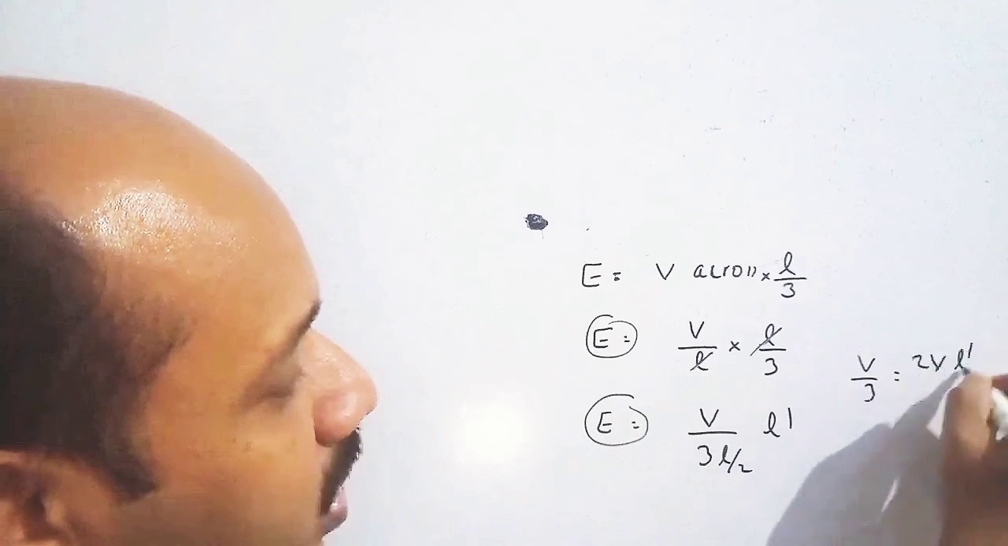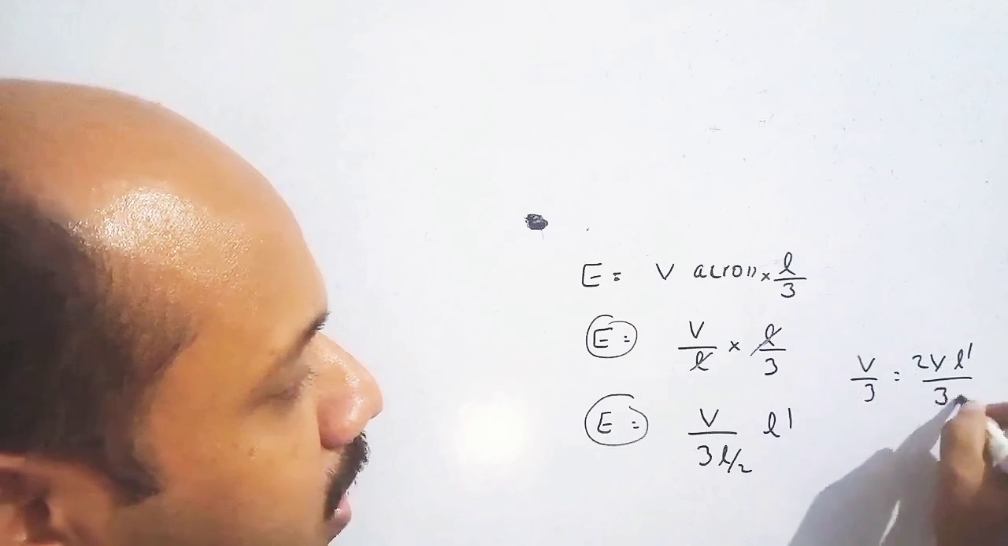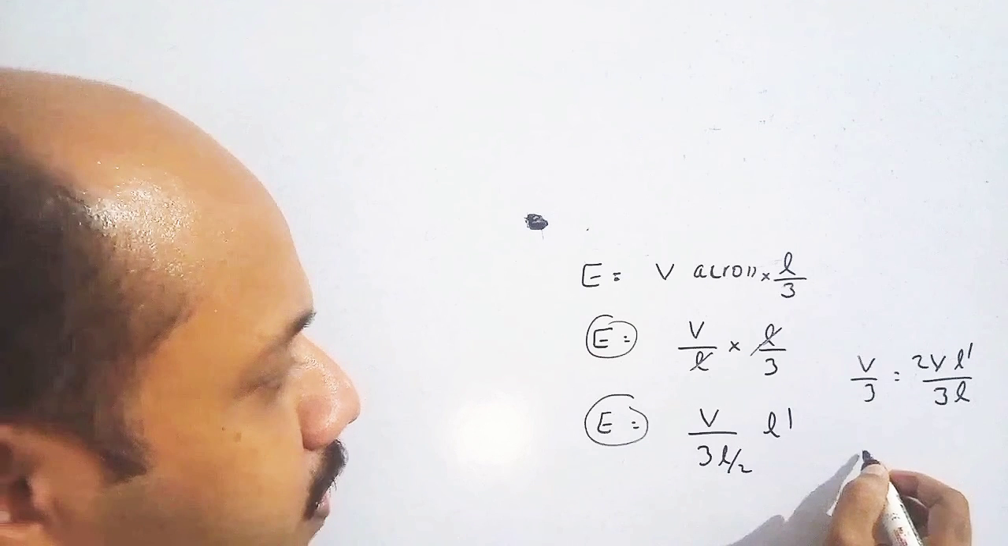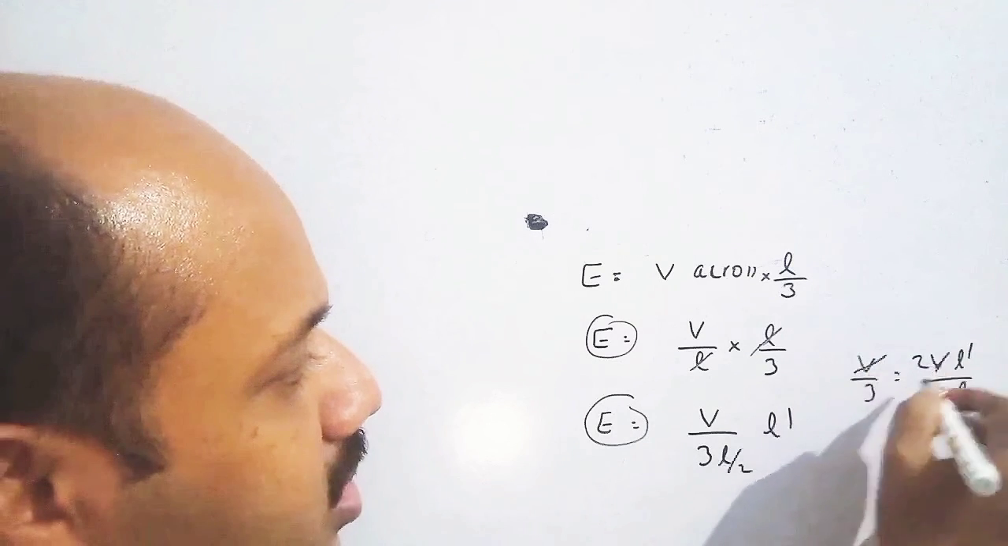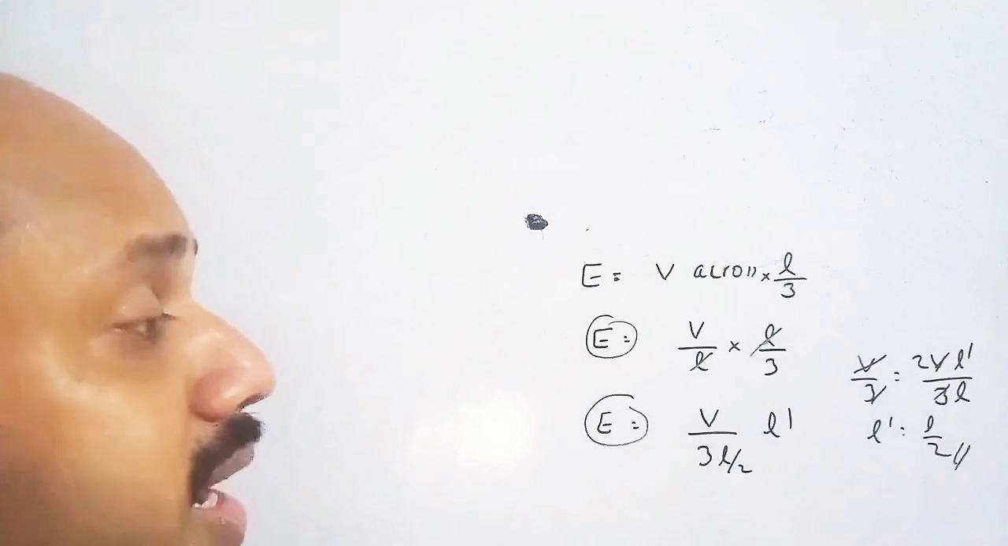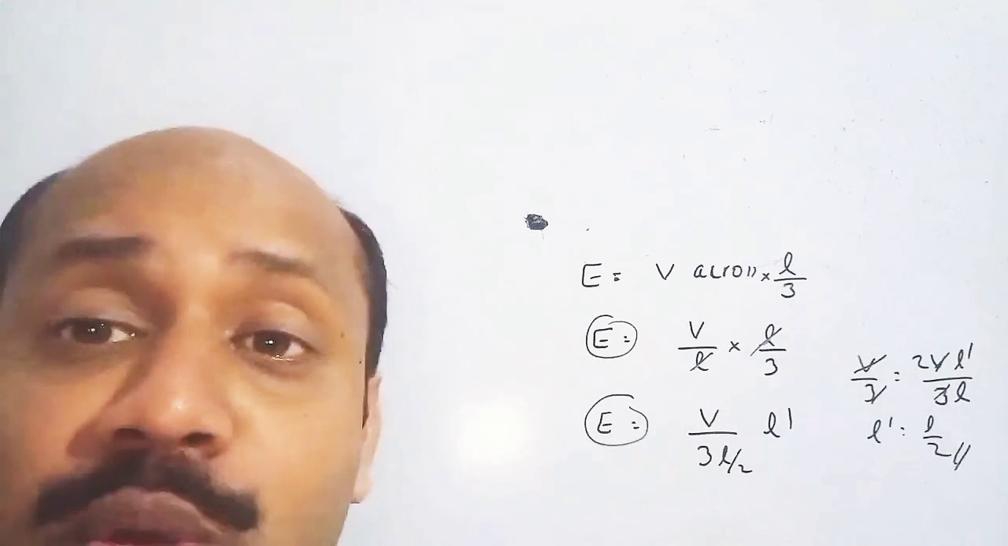VL dash 2VL dash divided by 3L. Right? This V got cancelled, this got cancelled, then L dash is equal to what? L by 2. That L dash is equal to what? L by 2, that's the right answer.